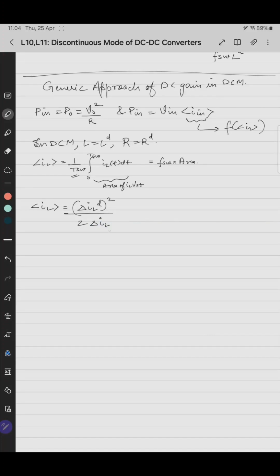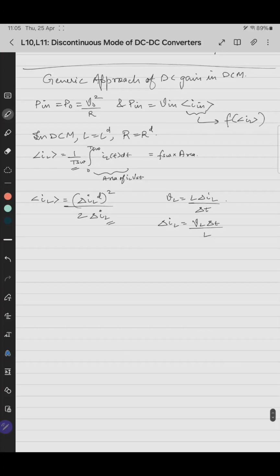Now this delta IL was the value of the ripple when the converter was operating in the CCM conduction mode, that is, when the load was R and the inductance was L, not for LD and RD. So we can write VL is L delta IL by delta T, or we can write delta IL as VL into delta T by L.